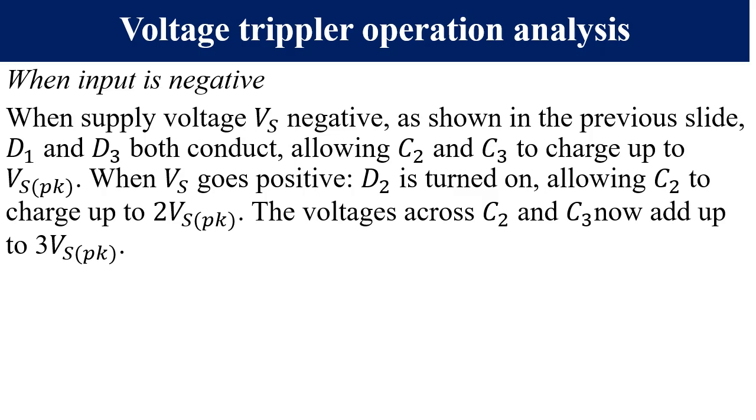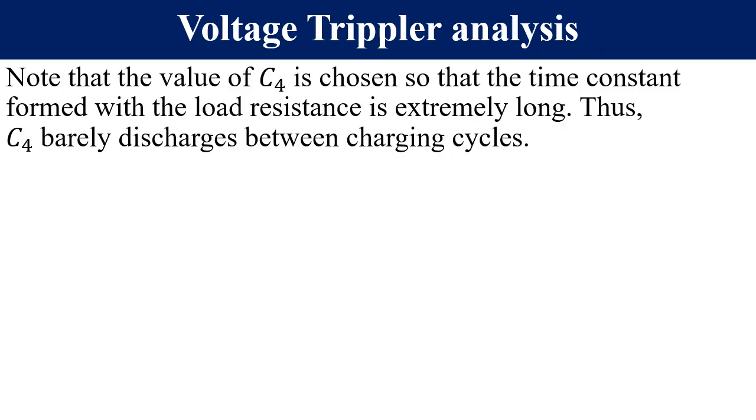So just go through it. Otherwise, it is good to note that C4 is chosen so that the time constant, which is covered in your EET course, must be very, very long, so that capacitor C2, which is discharged through the load, must not reach a zero value.